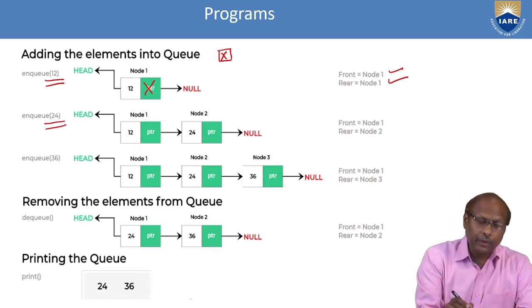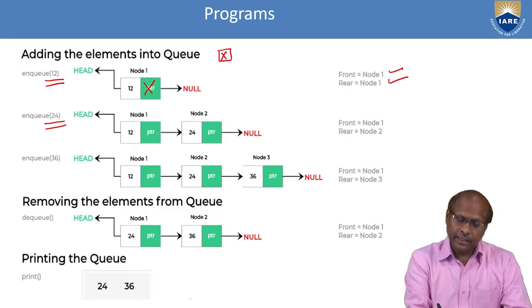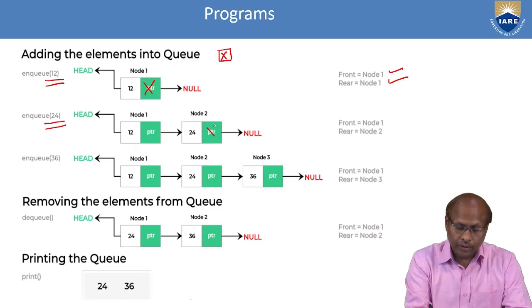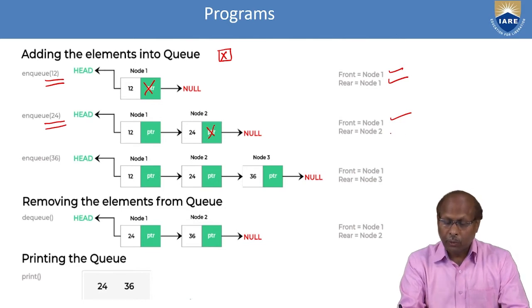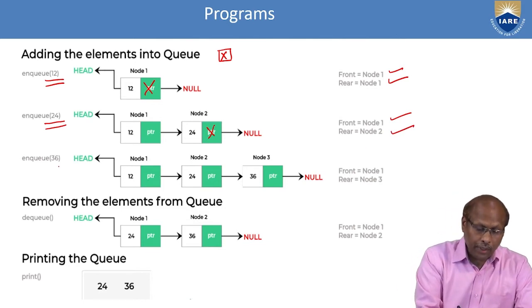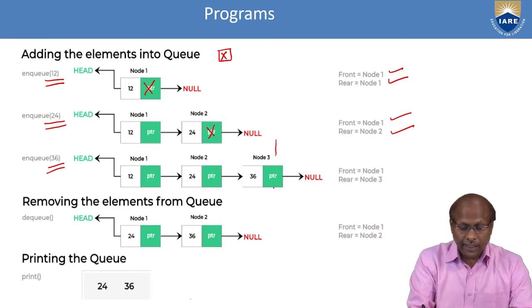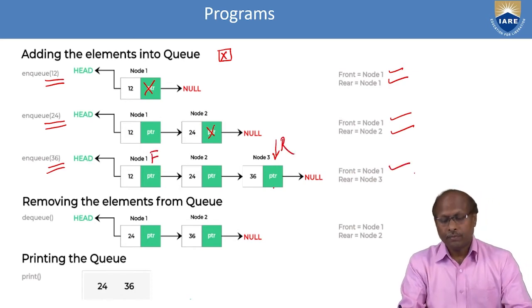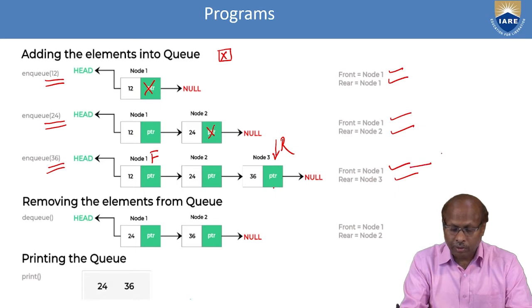Now again we are inserting 24. When you are inserting 24, where do you have to insert it? Wherever rear is. Rear will be the last. So 24 will be inserted at the end. So this is also null. So 12 is available in node 1, 24 is available in node 2. Again assume I want to insert 36. 36 will be inserted at the end. So now here my rear pointer is available and here my front is available. So that means front node is 1, rear node is 3. Node 1 value is 12 and node 3 value is 36.